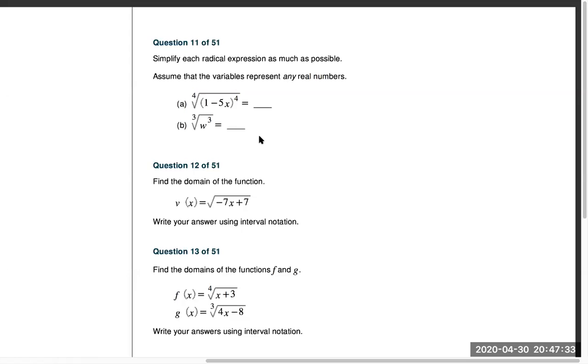All right, so question 11, simplify each radical expression as much as possible. Assume that the variables represent any real numbers. For this part, essentially you can kind of think of this 2 ways. Let's look at part A first. You have the 4th root of (1 minus 5x) to the 4th. That would be (1 minus 5x) to the 4th, to the 1/4.